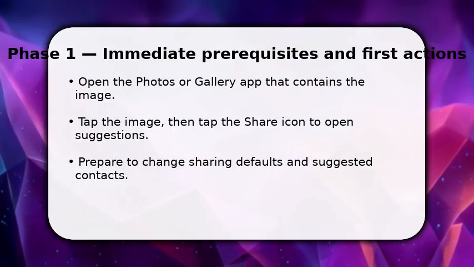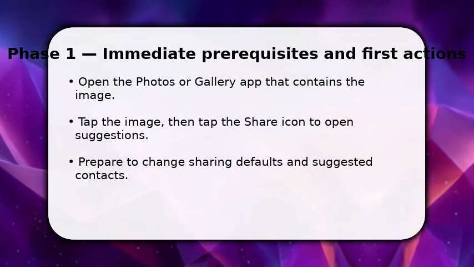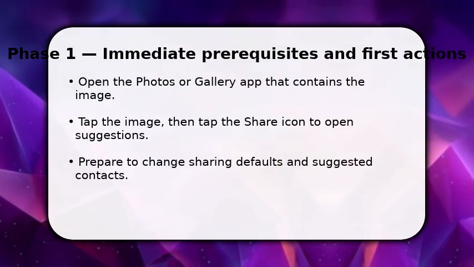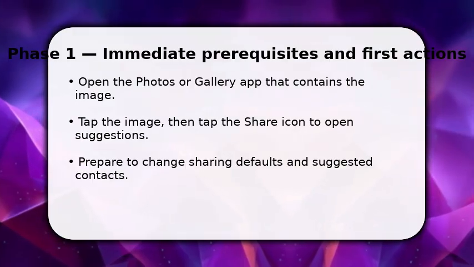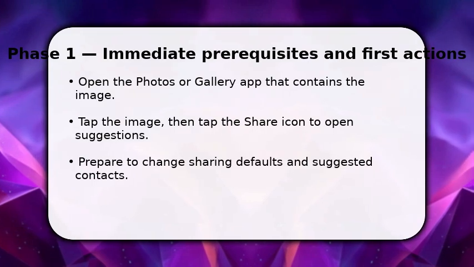Make sure to note whether suggestions come from the gallery, Google Photos, or the system share menu, because the removal path differs. Now tap the three-dot menu or settings gear that appears in the share sheet to access the hidden controls you'll change next. You'll now navigate the share sheet settings to turn off suggestions.